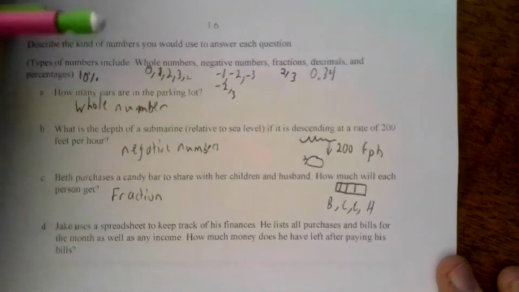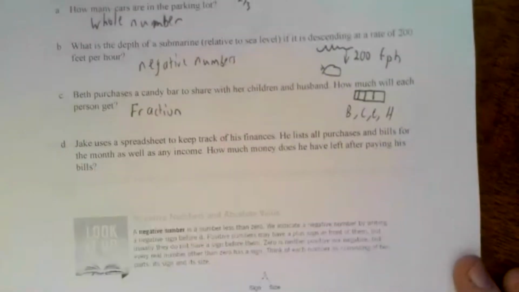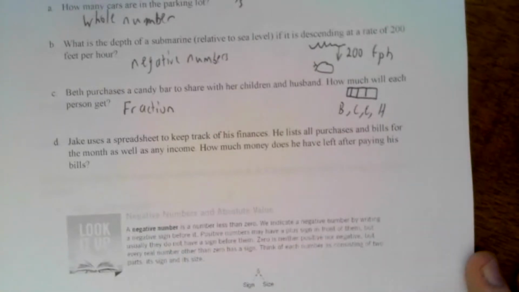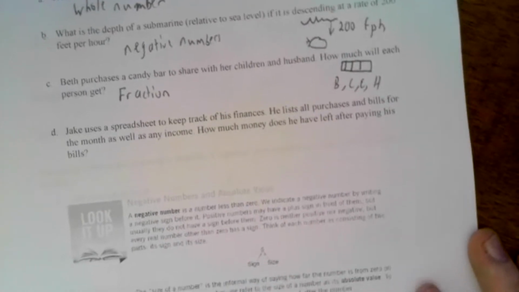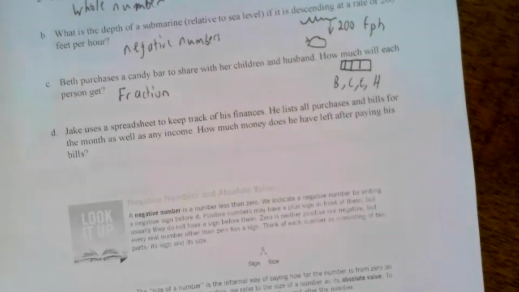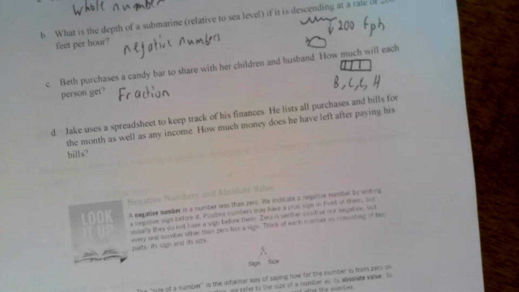Okay. And then finally, D says Jake uses a spreadsheet to keep track of his finances. He lists all the purchases and bills for the month as well as any income. How much money does he have left over after paying his bills? What kind of numbers would I use in this spreadsheet? Looks like whole numbers, negative numbers, and decimals. So yeah, I could see any of those, right?